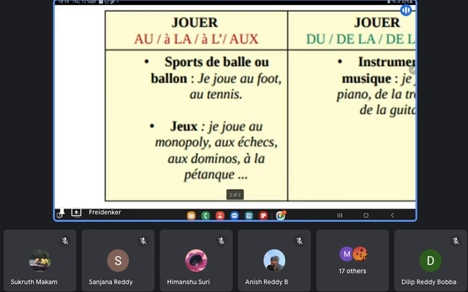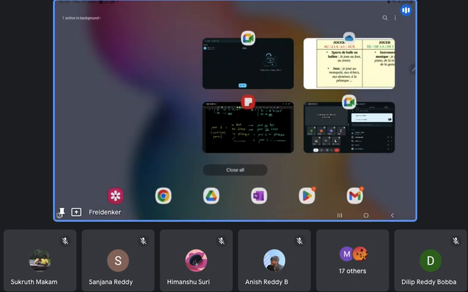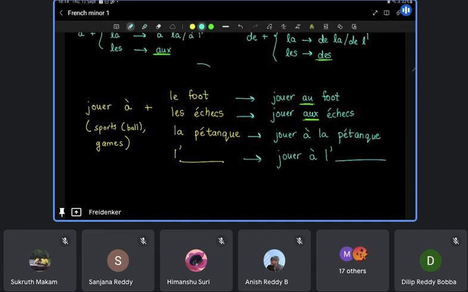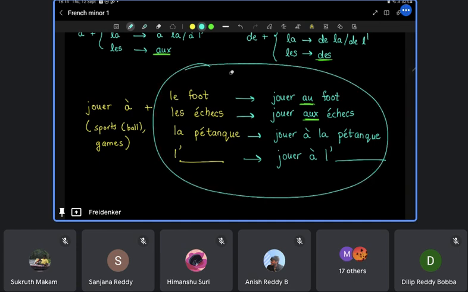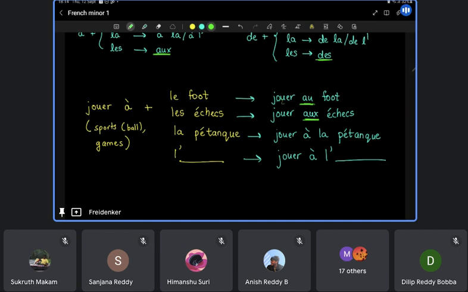Jouer. This first column is supposed to be clear now. We just looked at how to use jouer à, au, à la, à l'. We've seen all these examples. Depending on the gender and the number, singular, plural, masculine, feminine, we'll be able to write all of this. And depending on the pronoun, you're supposed to conjugate this. The conjugation was on the first page of the same PDF.